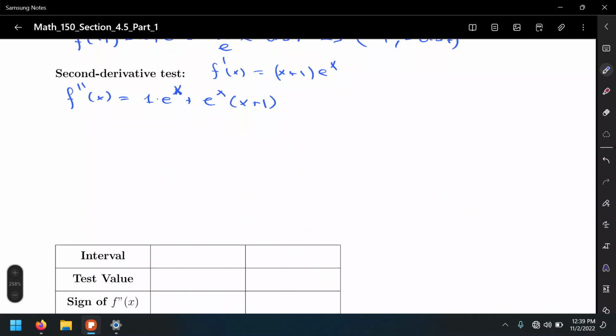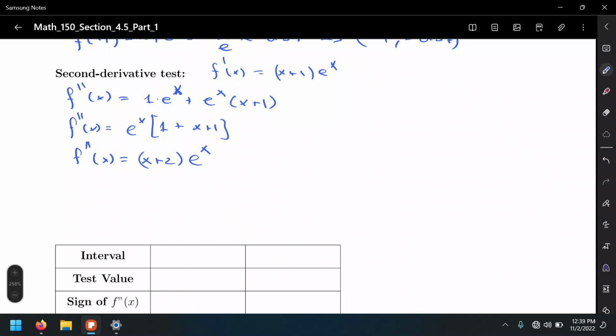Alright, number 1, I'm going to factor this e to the x. f double prime is e to the x times 1 plus x plus 1. And 1 plus x plus 1 gives us f double prime equals e to the x times x plus 2. Or let me write down the x plus 2 first, just to be consistent with the notation I used before. Either way it's the same anyway. So that's the second derivative.